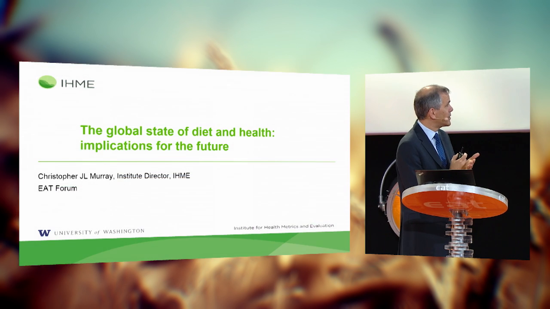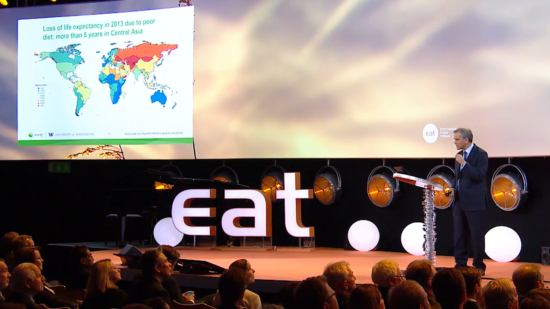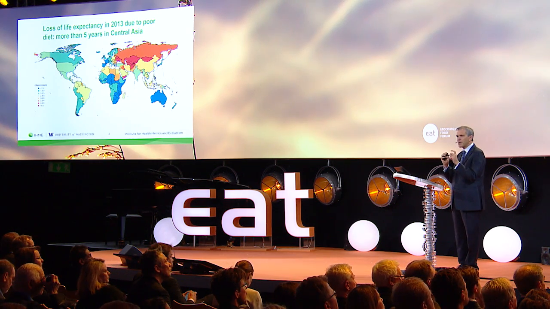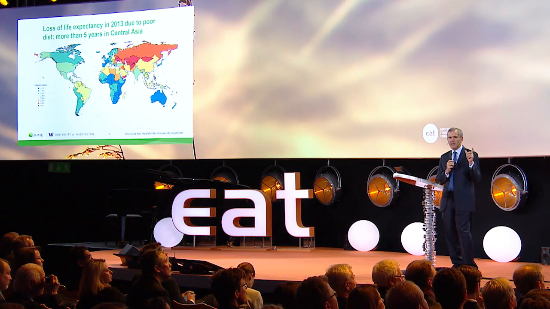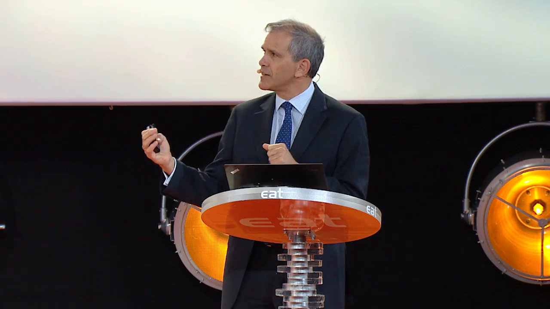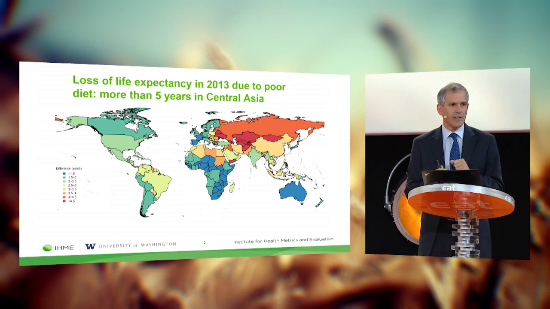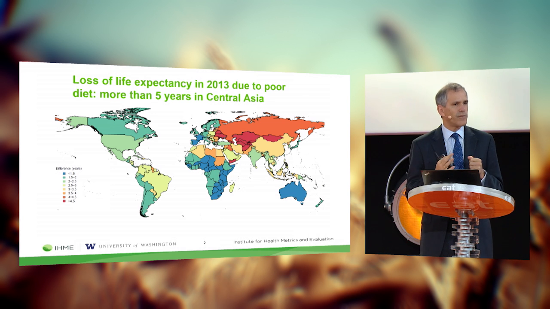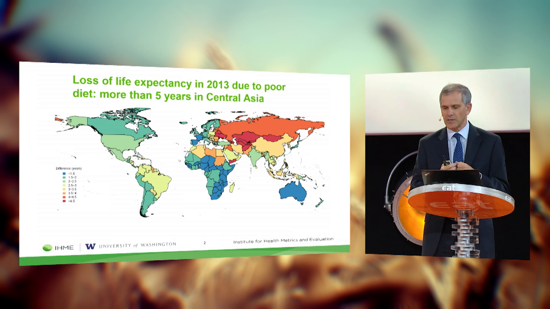What I'd like to do in the last few minutes of this presentation is talk to you about the future. And so what we've done is a little bit of starting from 2013. This is a map of how many years of life expectancy could be added in each country if people shifted to an optimal diet. And it goes up as high as actually 7 or 8 years in Central Asia. In most places, it's in the 2 to 3 or 4 years of loss of life expectancy.